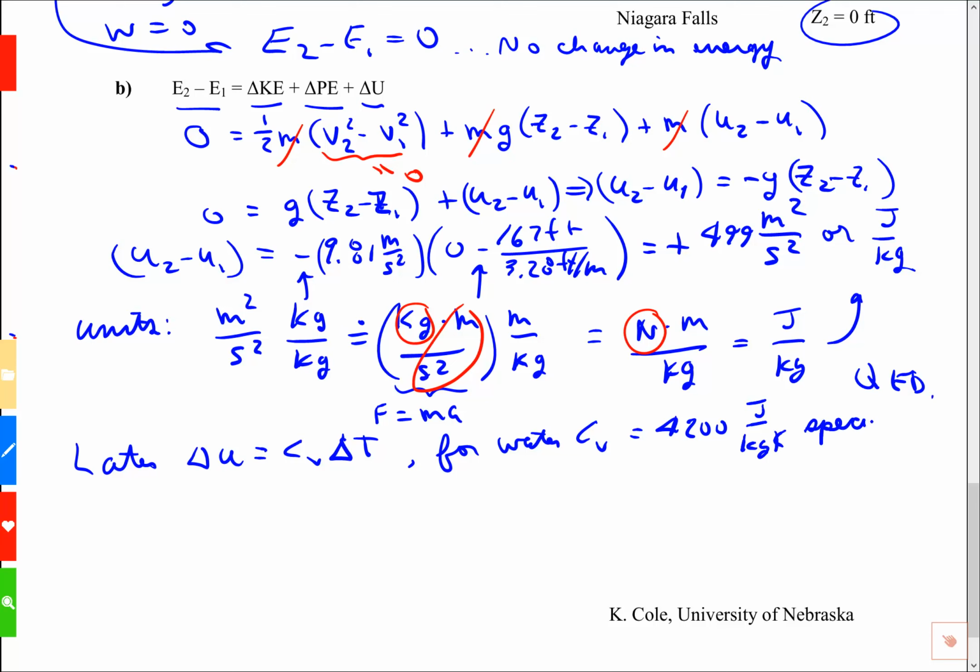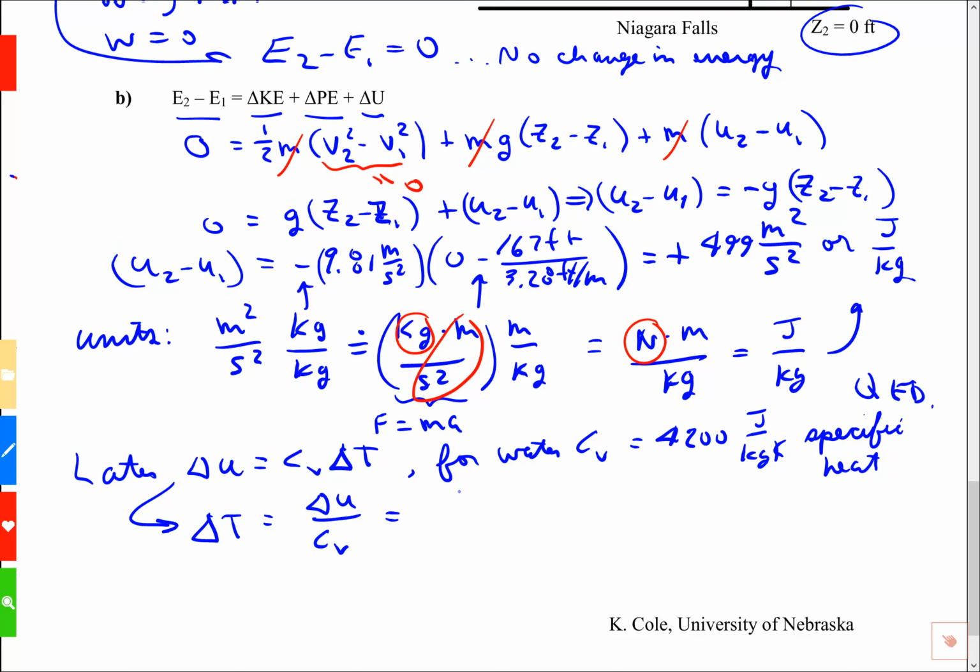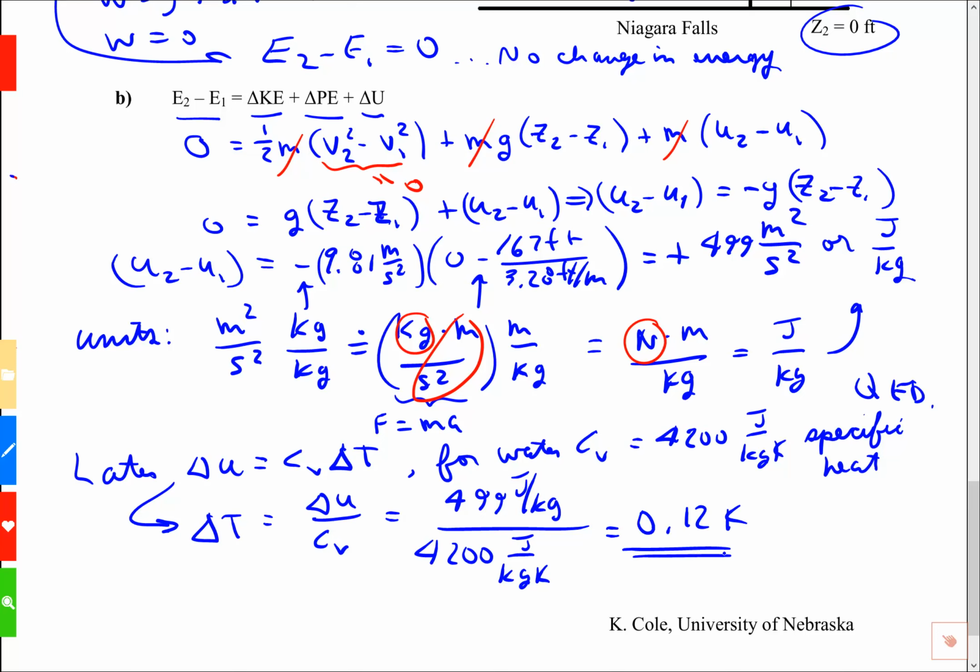And again, this is specific heat. We could take this and solve for the temperature change. Temperature change is going to be the change in internal energy divided by the specific heat. In our case, we've got 499 joules per kilogram divided by 4,200 joules per kilogram per Kelvin, and that's 0.12 Kelvin. And this was easily measured even in Joule's day. Now the story is that Joule's father was a brewer, and brewers have very accurate temperature devices because they want to get the fermentation temperature correct.